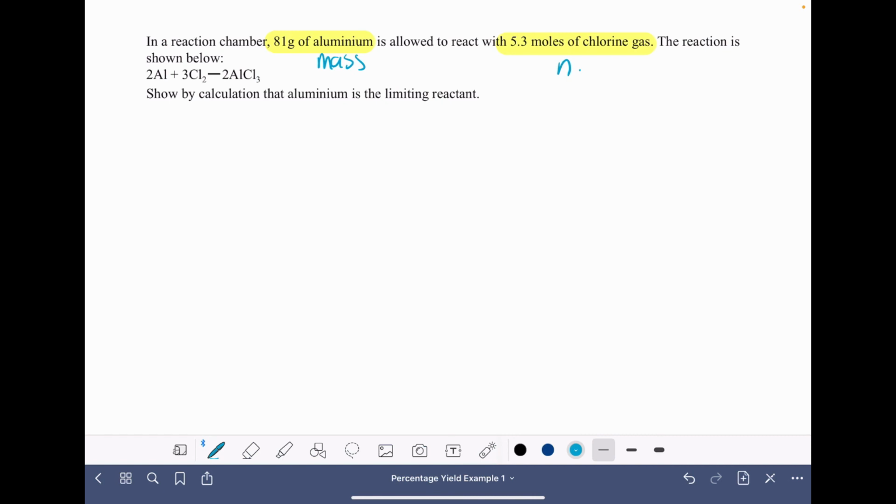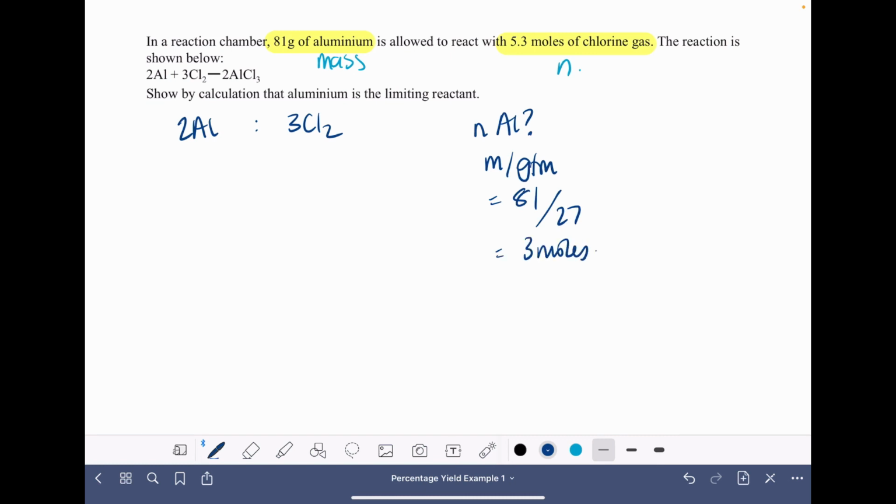The first thing to notice about this example is that I've got a mole ratio of 2 to 3. 2 moles of aluminium reacts with 3 moles of chlorine gas. So how many moles of aluminium do I have? I've got the mass over the gram formula mass. The mass from the question is 81. Gram formula mass is 27. So I have 3 moles available.